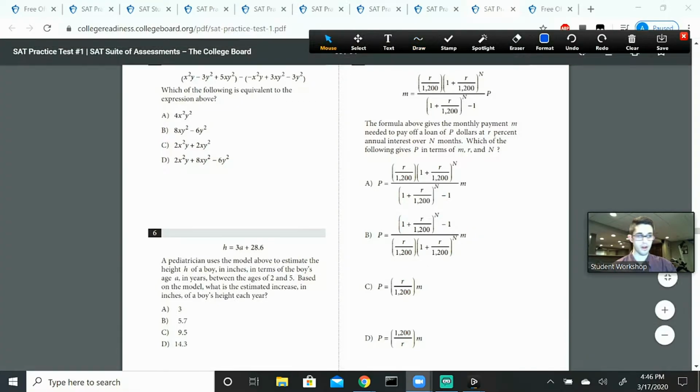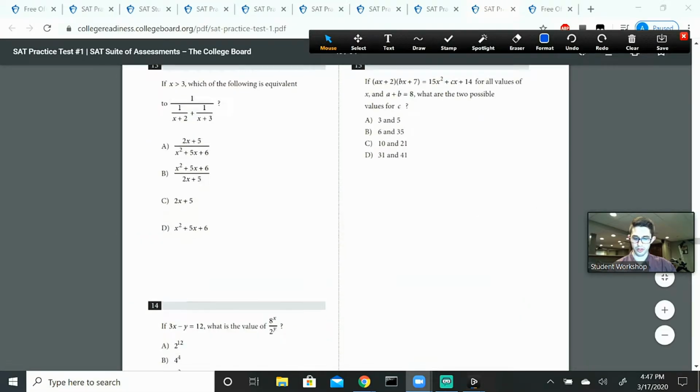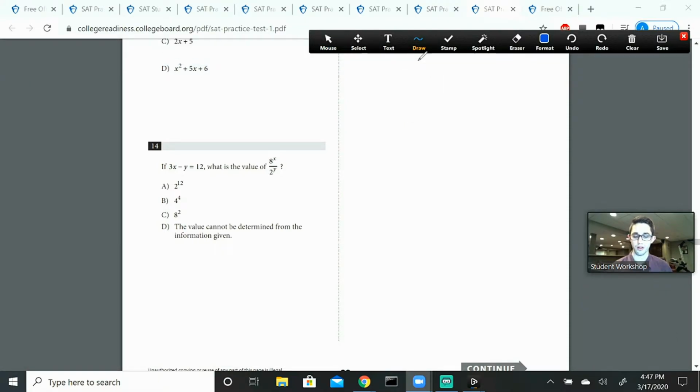All right. Next one we're going to look at is number 14 in the same test, no calculator. It says, if 3x minus y equals 12, what is the value of 8 to the x over 2 to the y? Now, you might be asking yourself, we only have one equation and two variables. How could we solve for both of them? There's a couple things you can do with a problem like this.